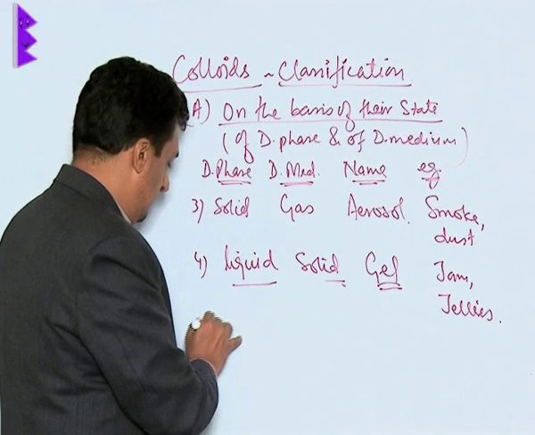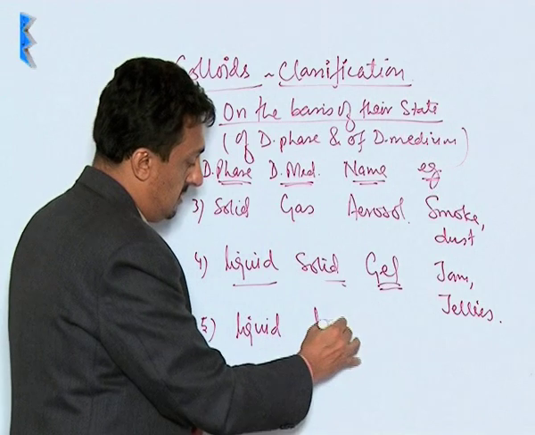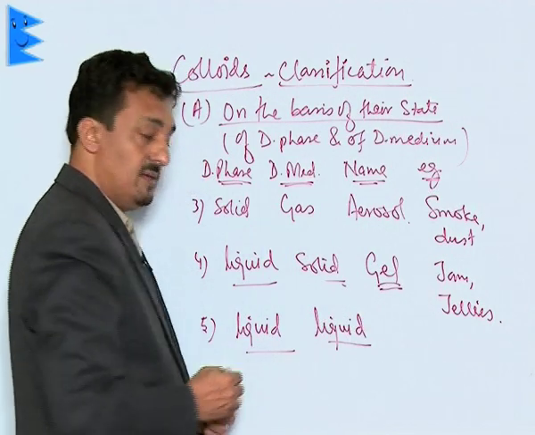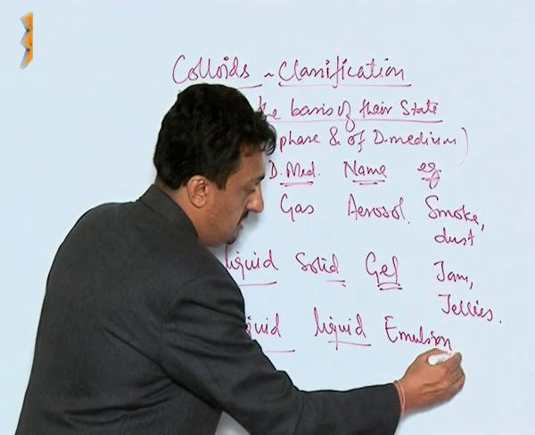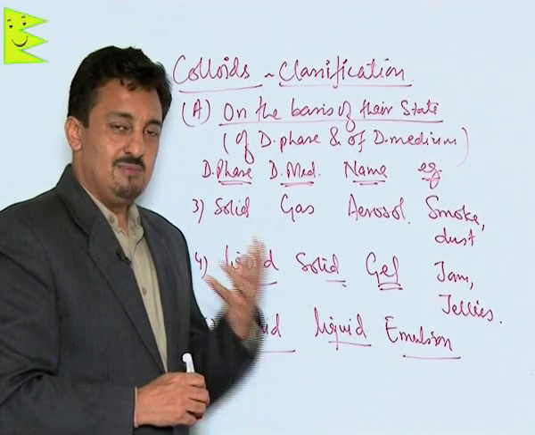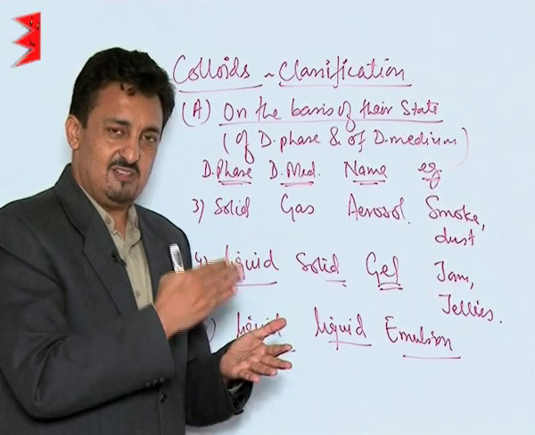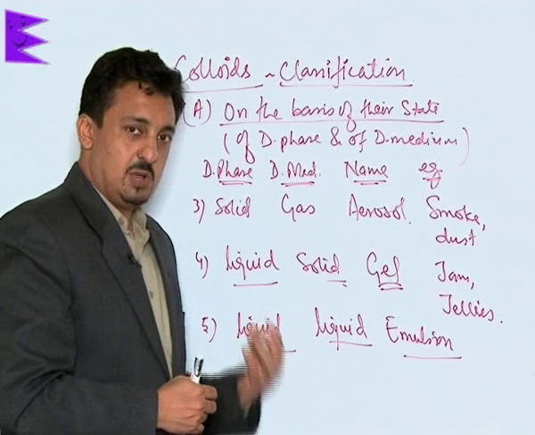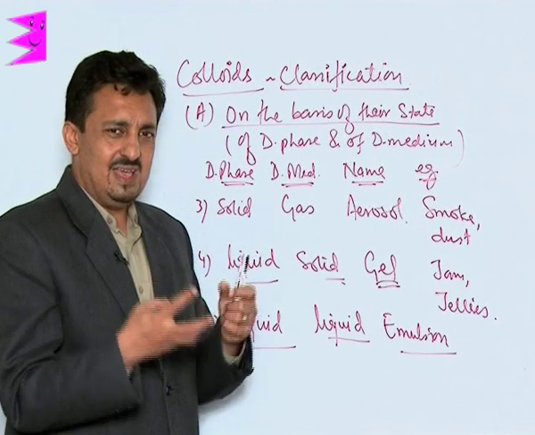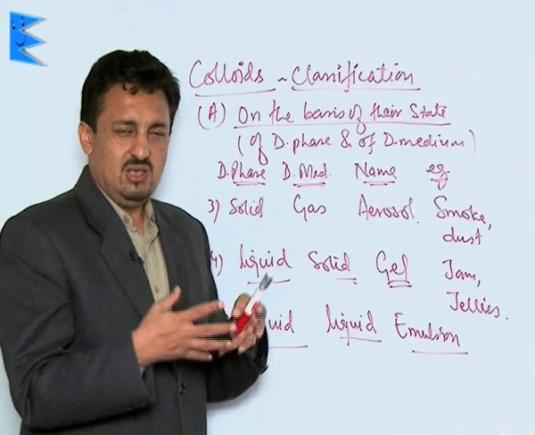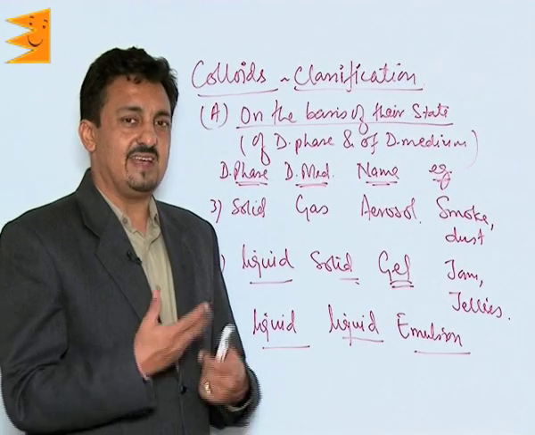Then we can have a liquid in a liquid. When we have a liquid in a liquid, it's called emulsion. Emulsion is the type of colloid in which both the dispersion phase and the dispersion medium are in the liquid state. Examples: milk, cod liver oil, your moisturizers or your cold creams are examples of emulsions.